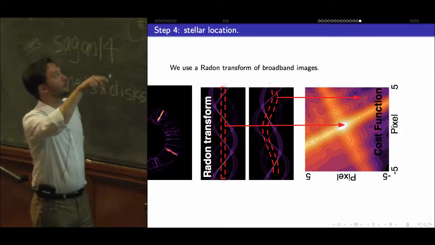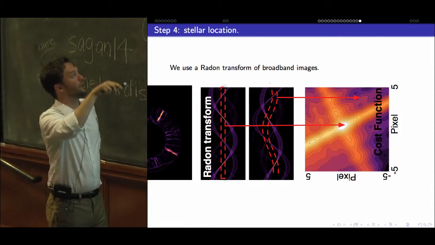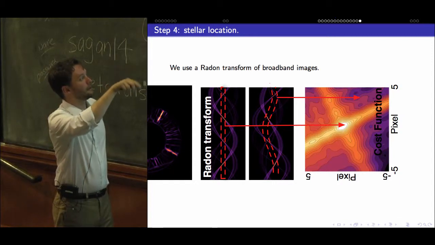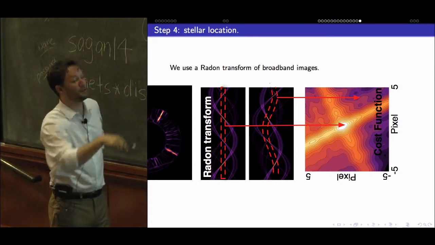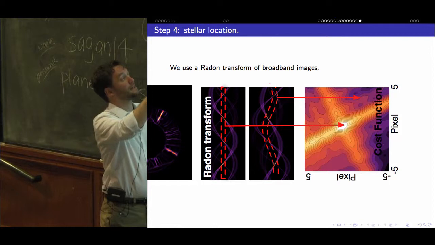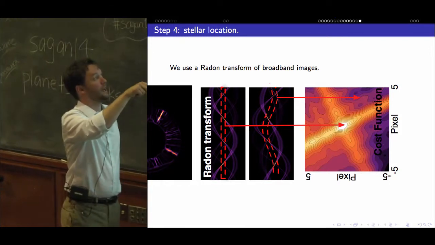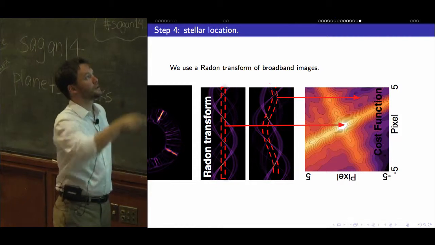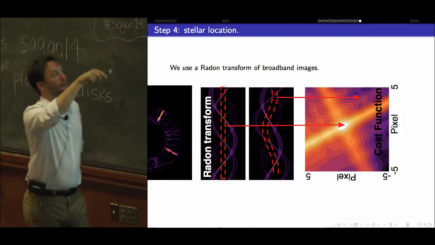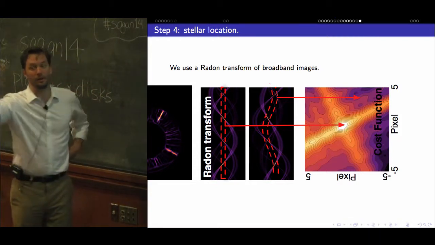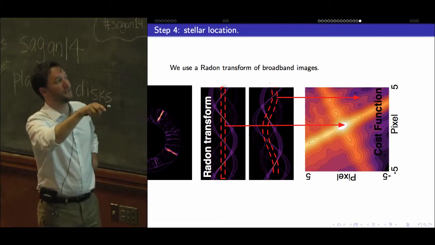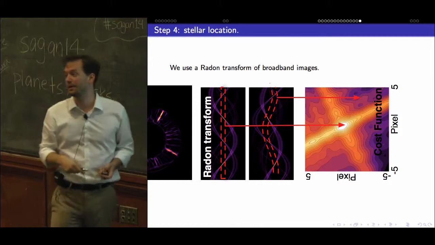If you've really guessed your center really well, then you're going to have all your peaks aligned in the middle of your Radon transform. If you haven't guessed the position of your star really well, then the peaks of your Radon transform are going to do these little wiggles here. So you just integrate over the s equals 0 axis, so the distance equals 0 axis of your Radon transform, and that gives you a very, very nice cost function that gives you the location of your star.